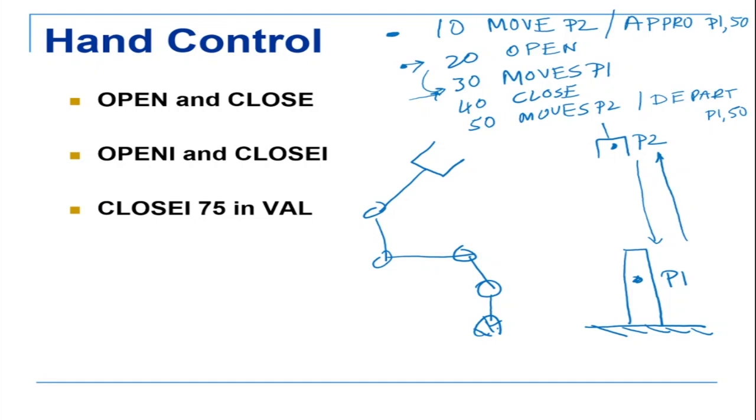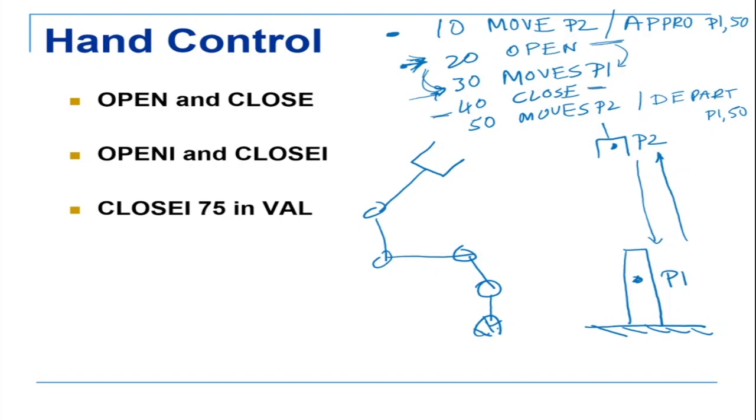So in line number 20, the compiler will basically tell the gripper controller to open. Okay, and the gripper controller will take some time to open because it's going to physically open the gripper. Okay, but as far as the compiler is considered, this line has already been executed. So it will immediately go to the next line, and next line says moves P1. So when the gripper is opening, the robot is already moving, because as far as the compiler is considered, this line is already executed.